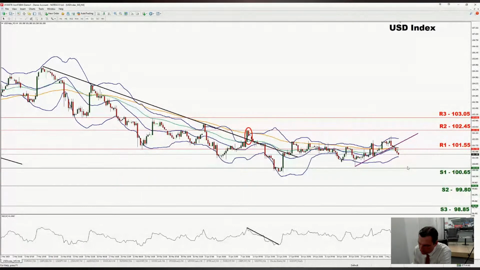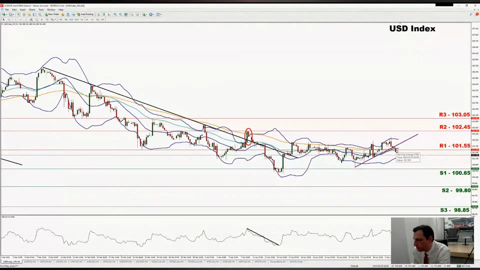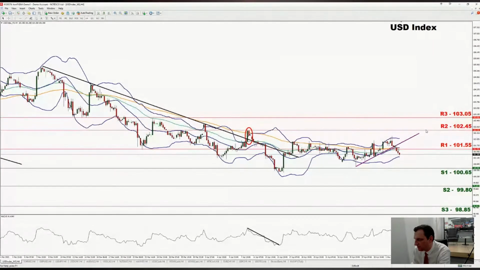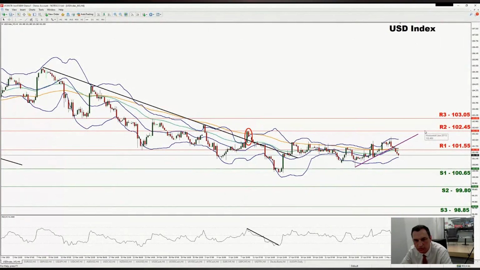Possibly for a bearish outlook, we would require a clear break of the 100.65 support line. On the other hand, should the bulls regain control over the index, I wouldn't be surprised to see it breaking above the 101.55 and start aiming for the 102.45. It's going to be a very, very interesting day today.